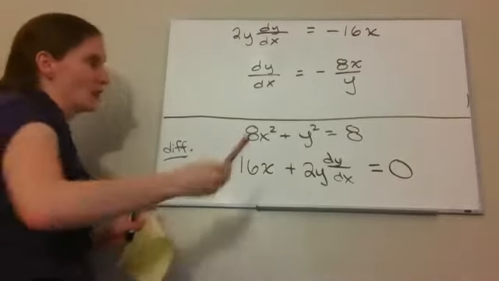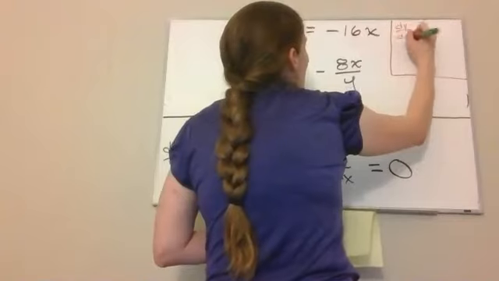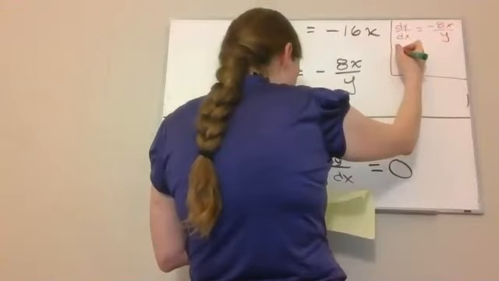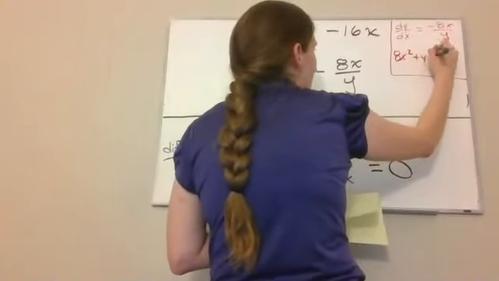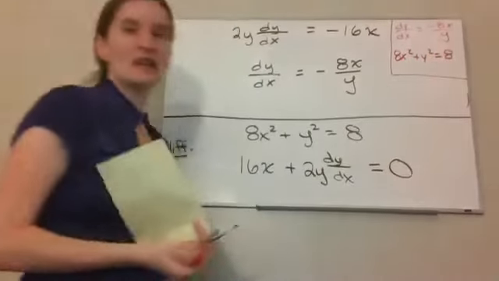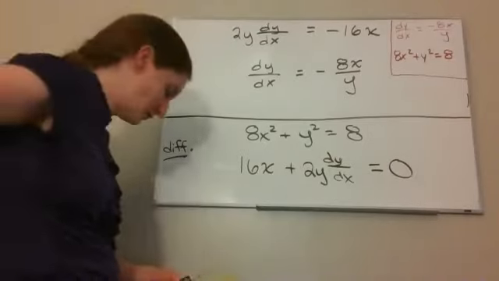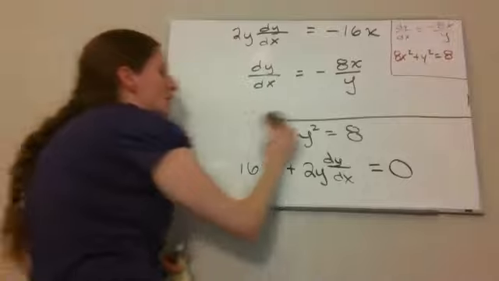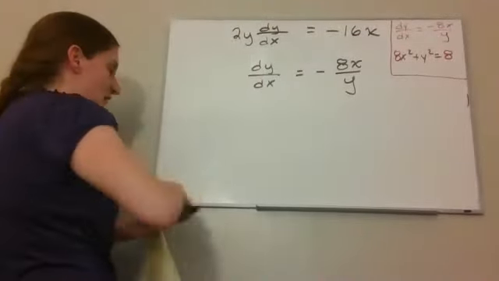So let's see here. I'm going to just put notes to myself up in this corner in red. My dy dx is negative 8x over y. And also my original equation was 8x squared plus y squared equals 8. So just in case I need that information, I'm just going to put it up in the corner so I don't lose it. All right, continuing in our problem, we want to find the acceleration, so I have to differentiate again.